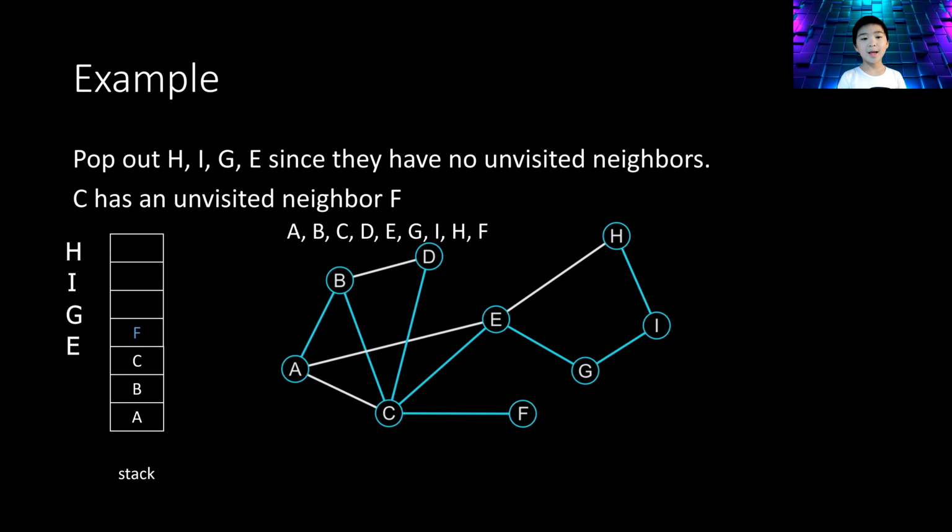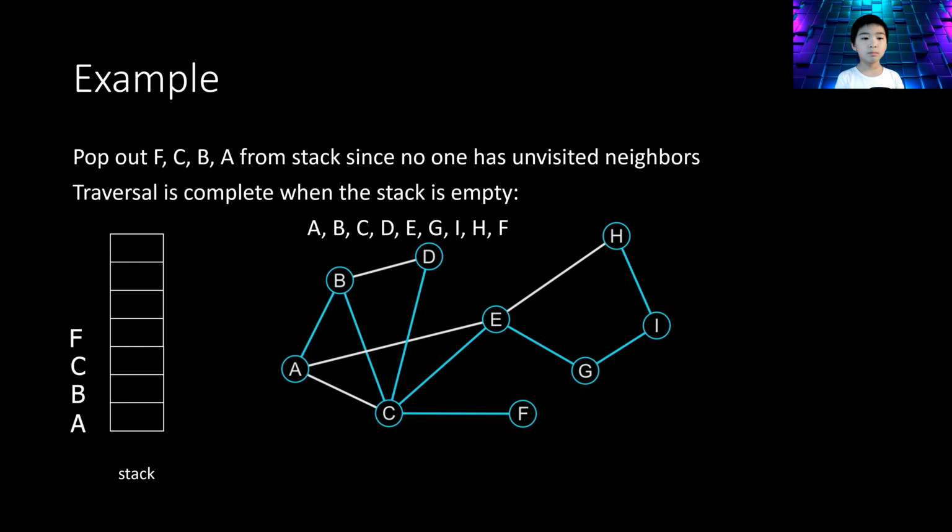We can pop out H, I, G, and E from the stack since they don't have any unvisited neighbors. But C still has one, which is F. So we can add F. When we pop out the rest of the vertices, the stack is empty. So that means our traversal is complete.